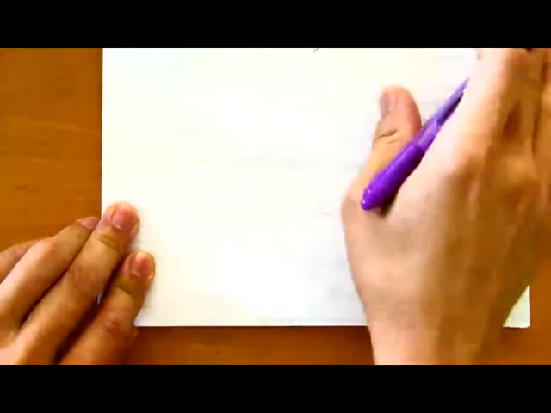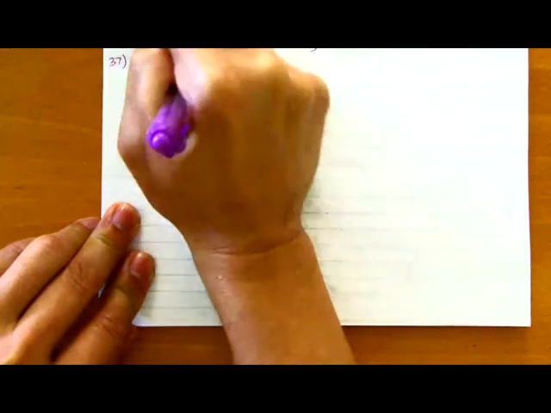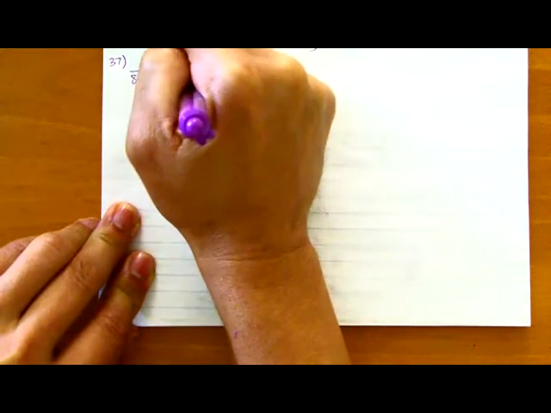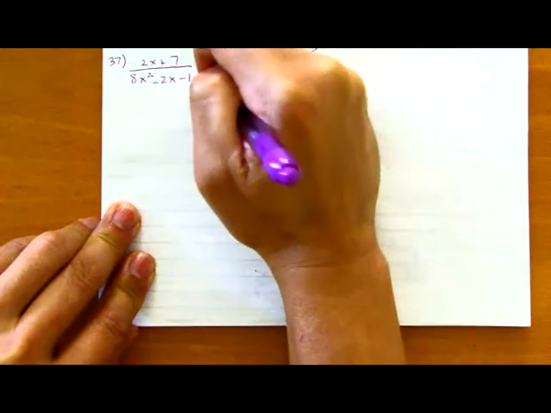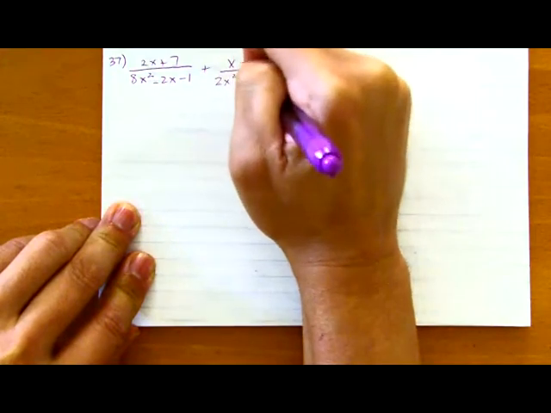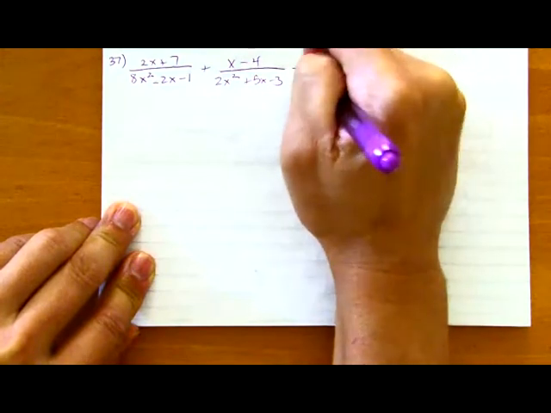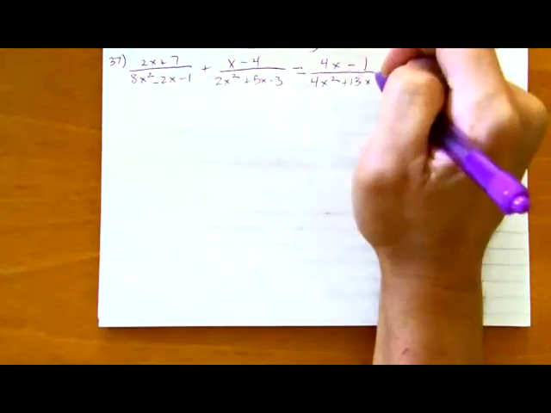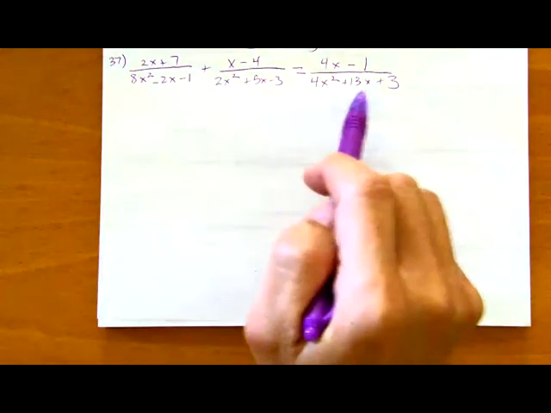Oh, this is long. I'm going to use x instead of a. 2x plus 7 over 8x to the second minus 2x minus 1 plus x minus 4 over 2x to the second plus 5x minus 3 equals 4x minus 1 over 4x to the second plus 13x plus 3. Ooh, okay. We're going to try and factor each of these. Maybe it'll be a little easier.